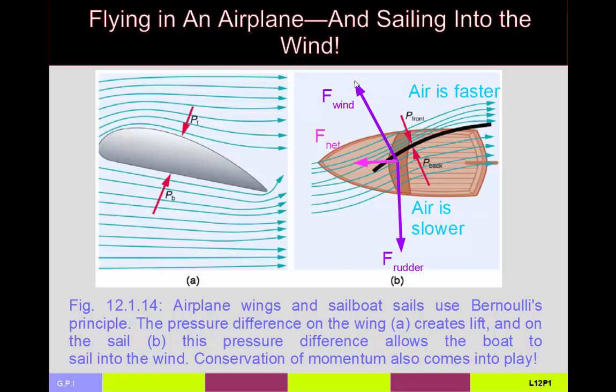And so that gives you a net force from the wind, force being pressure times area. So this pressure times this area minus this pressure times basically the same area gives you a net force of the wind in this direction, and then the rudder dragging in the water gives you a net force in a different direction, such that when you add these 2 net forces, you get a total net force that is basically into the wind, and hence the sailboat can sail directly into the wind.